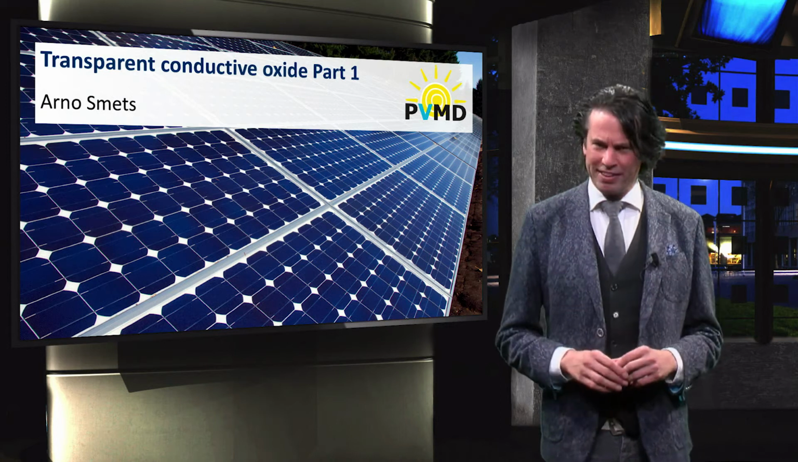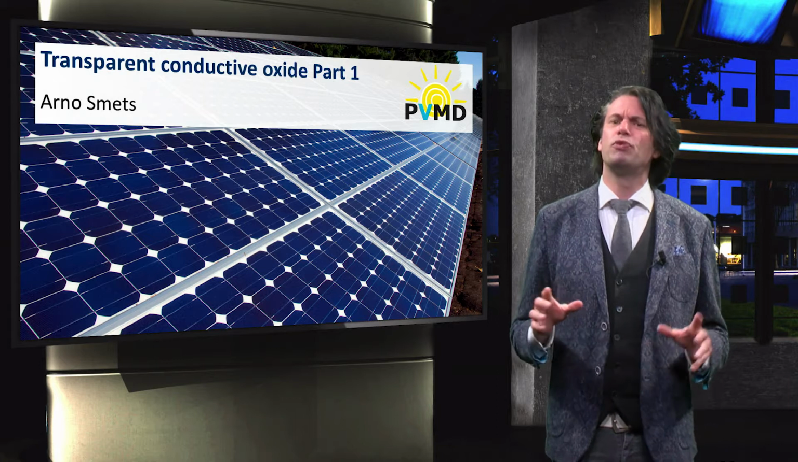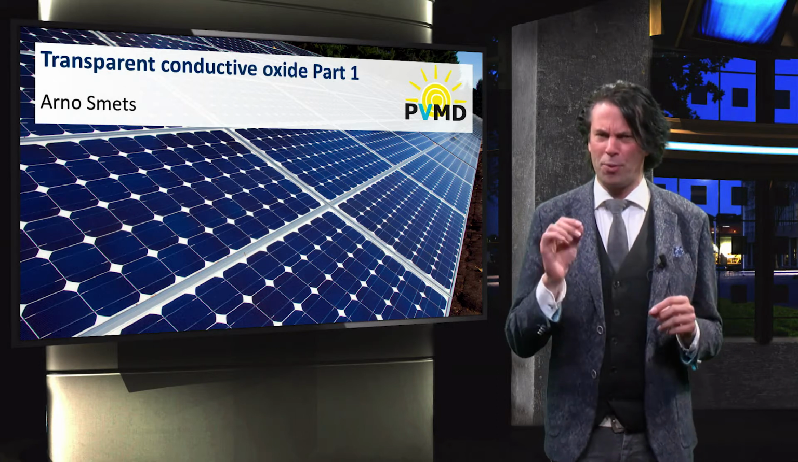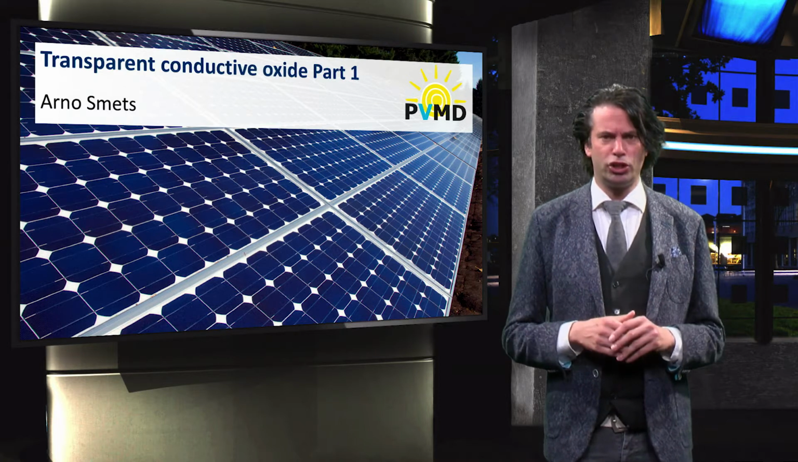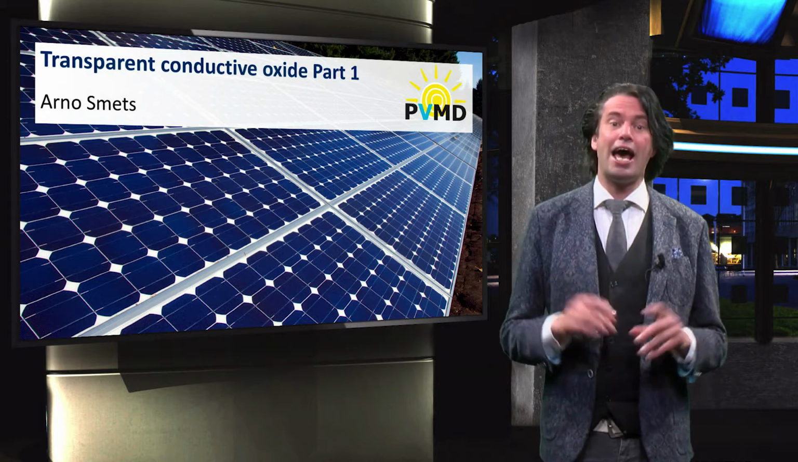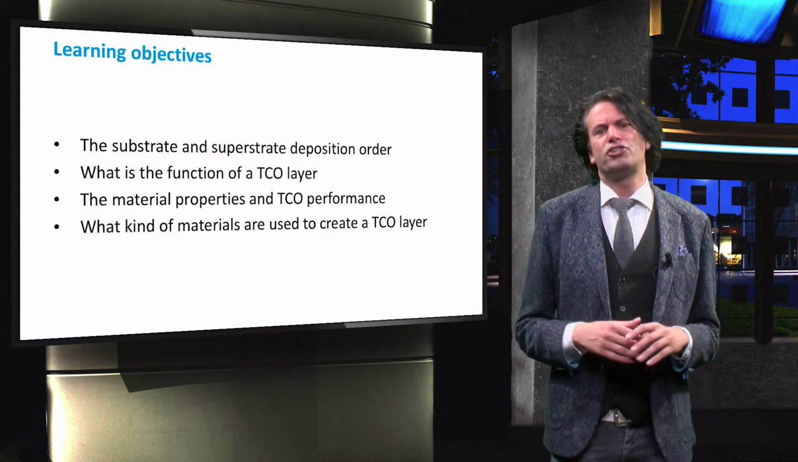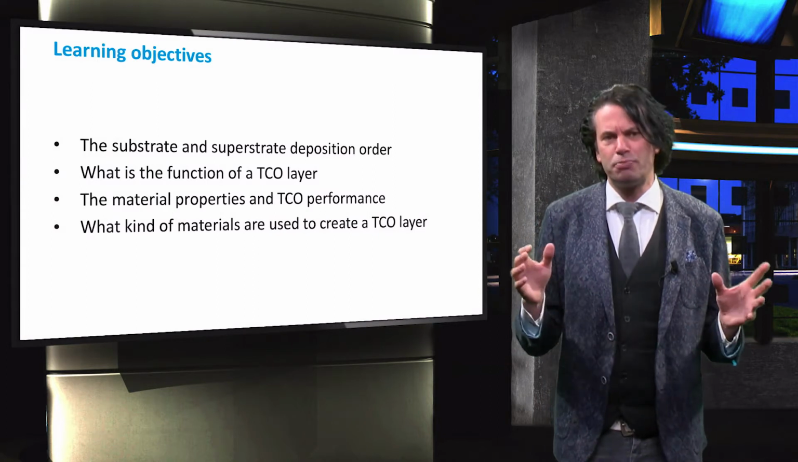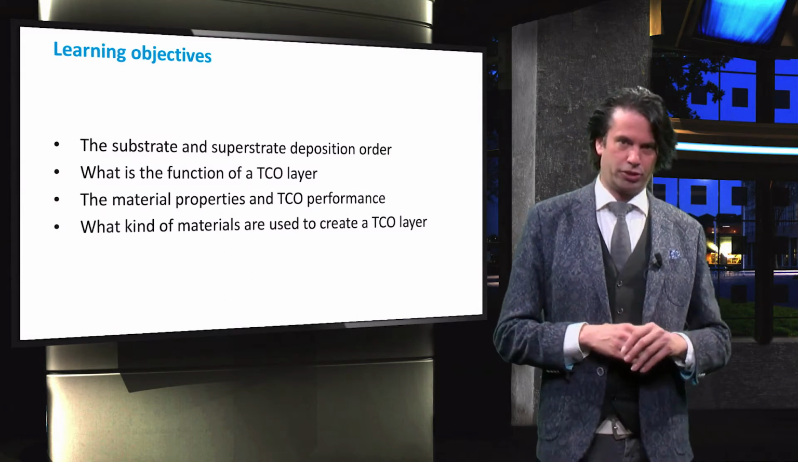We discuss the main thin film technologies that are treated in this course. In this section, we will discuss some concepts that are important for more than one of these technologies, such as the deposition sequence, transparent conductive oxides or TCOs, and the multi-junction concept. We will start our discussion in this video with the difference between the substrate and superstrate deposition orders.